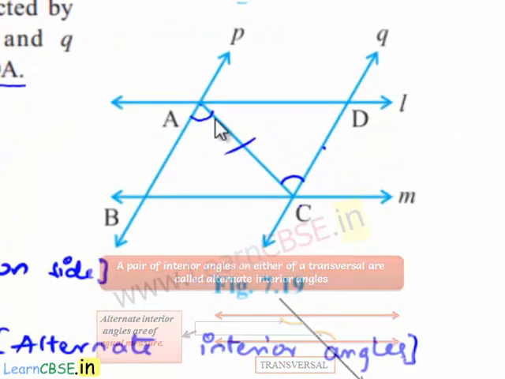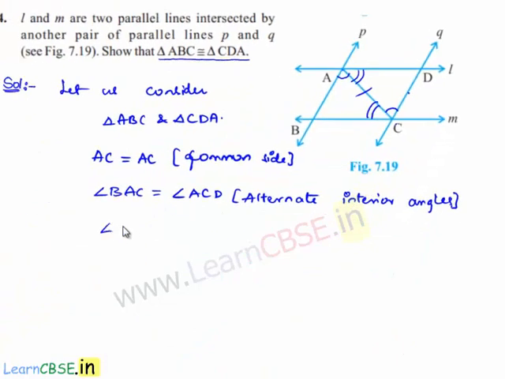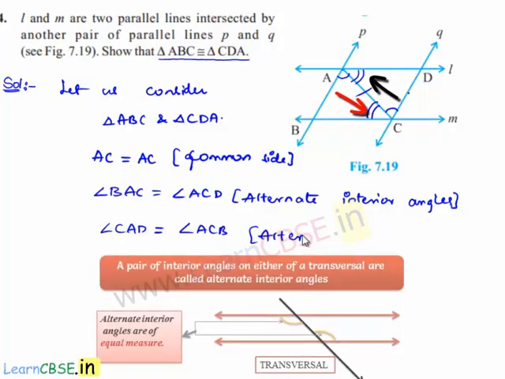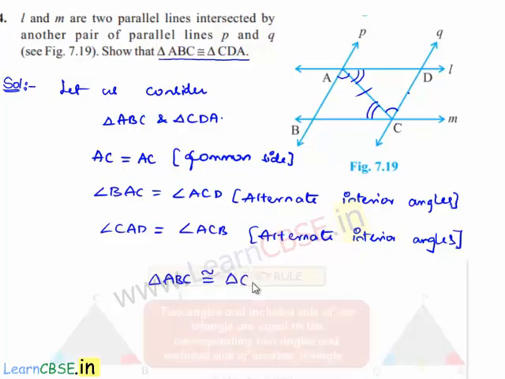Again, if we consider AC as transversal and P is parallel to Q, angle CAD and angle ACB form another set of alternate interior angles. Angle CAD is equal to angle ACB as they form another set of alternate interior angles which are equal when two parallel lines are cut by a transversal. Therefore, according to ASA property, triangle ABC is congruent to triangle CDA.